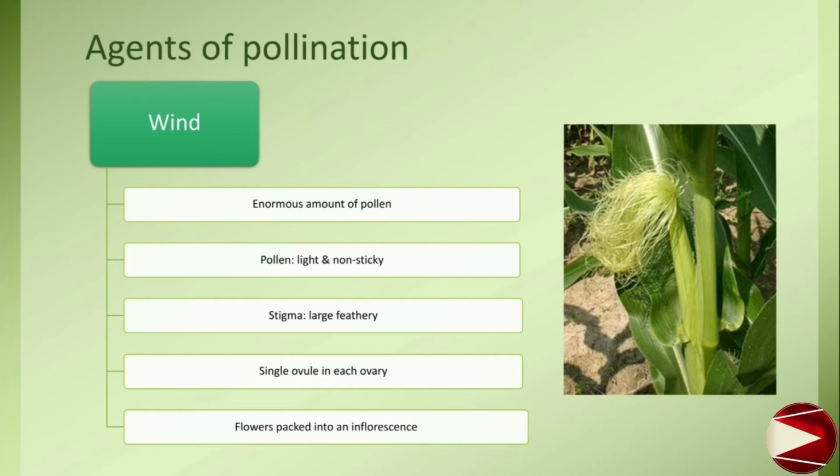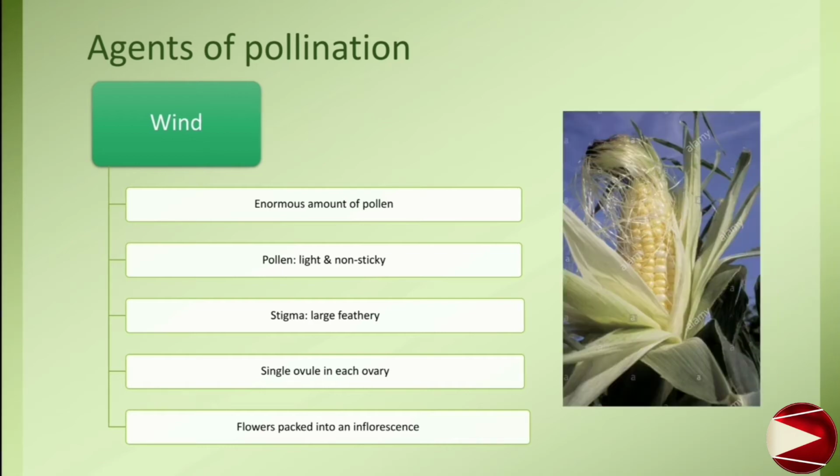In corn cob, the silky tassels you are seeing in the picture are nothing but stigma and style, which wave in wind to trap pollen grain. This kind of pollination is common among grasses. These are seeds transformed from ovules of flowers after pollination.